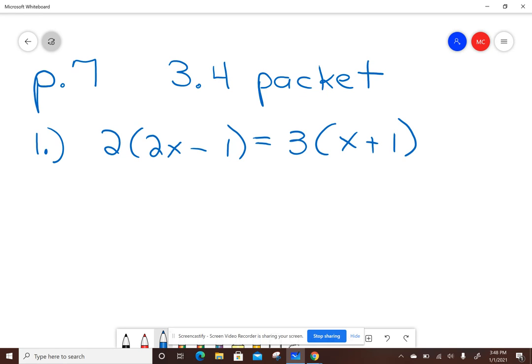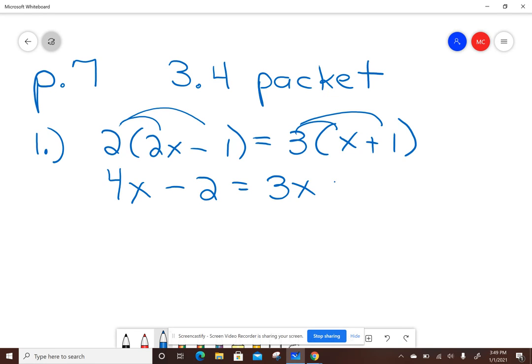Okay, now the first thing you do whenever you're trying to solve an equation is you need to simplify both sides of the equation. So in this particular case, first I have to distribute and then see if I need to combine like terms. So when I distribute, I get 4x minus 2 equals 3x plus 3. Now, I don't have any other like terms, so both sides are simplified.